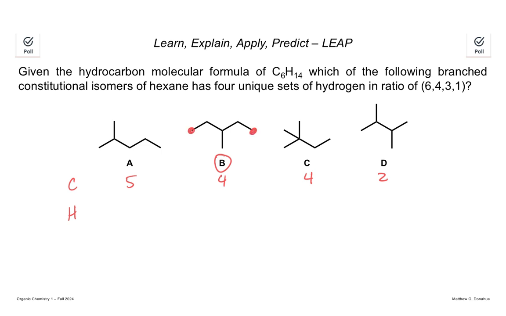So the red dots are going to get you 6. The blue dots are going to get you 4. The green dot gives you 3, and the yellow dot gives you 1.